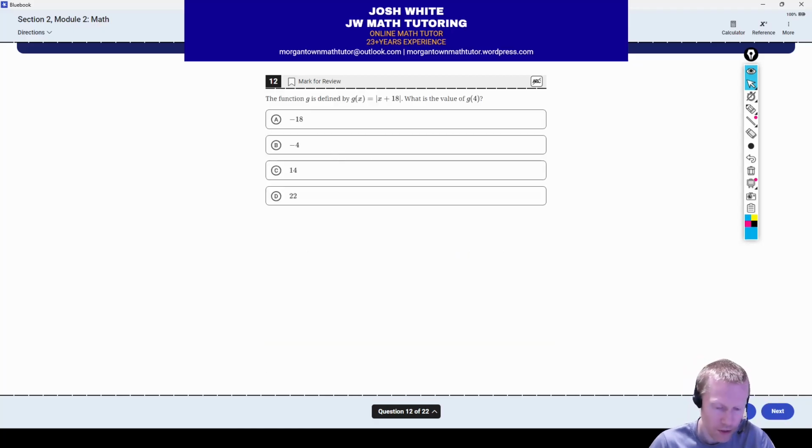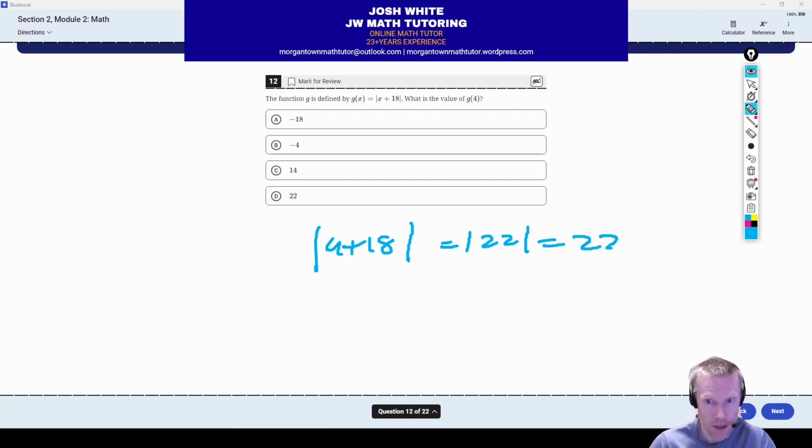For question number 12, here we have an absolute value function, and they want you to evaluate that for x equals 4. So all you're doing is plugging in 4 for x, which is just the absolute value of 22, which is just 22. So the correct answer here is letter D.